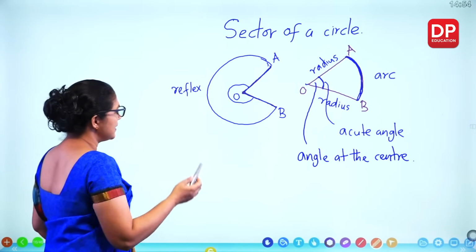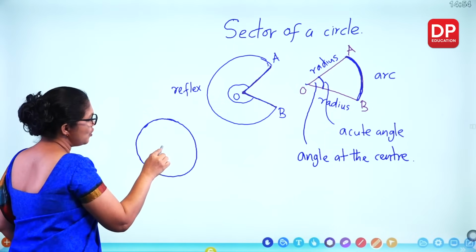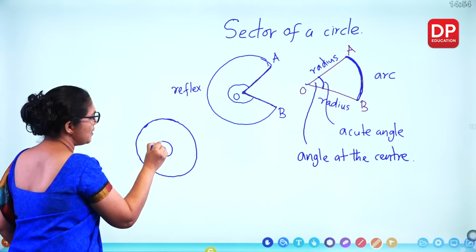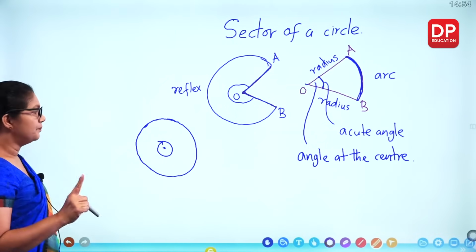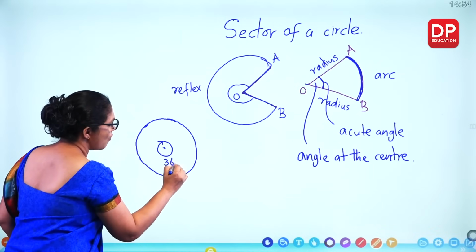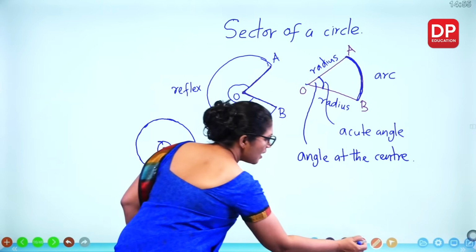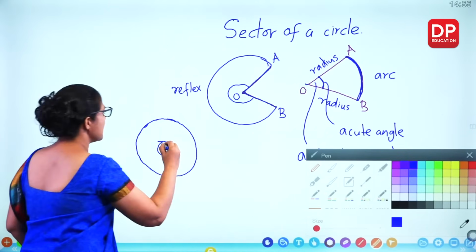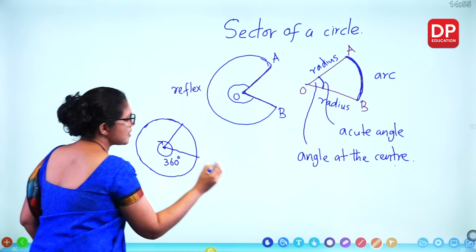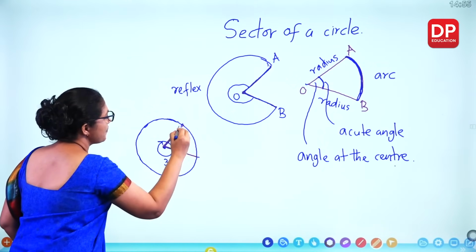Okay, so we'll take a full circle. And when you take the point in the middle, you get altogether how many degrees? 360. So 360 for the full circle. Now we want to find out a part of that. So that's a sector. So we'll take this part. I want to take this part.